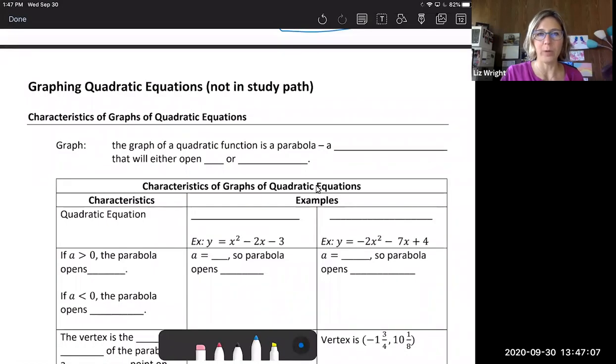Hi everybody, we are going to talk about graphing quadratic equations in this video. This topic is not in EdReady, so it's not going to be in your study path, which is why that's there. So the information you're going to need for this topic is going to be located in your notes, and we're going to be working on just talking about different characteristics and qualities about quadratic equations and what their graphs look like. And then we're going to work on graphing them, and we're going to do several examples, just practicing that skill.